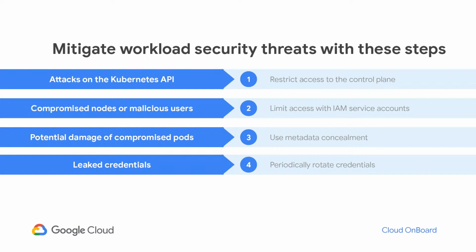We can use implicit firewall rules to block public access to your control plane and nodes. And of course, we want to provide defense in depth. So even if a vulnerability is discovered in the control plane, it can't be exploited from untrusted networks. So again, implementing private clusters.